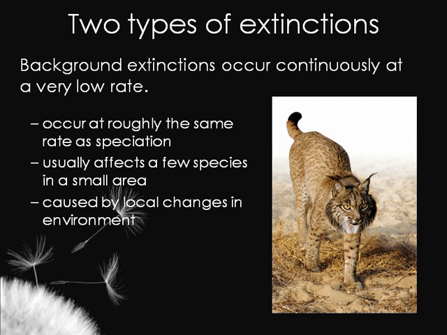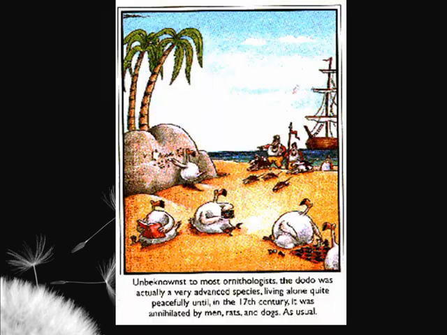Kind of the key points that you can put in background extinctions are continuously, few species, local changes. So whenever you hear about a species going extinct or is close to extinction, that's this type of extinction. The other type, oh, like the dodo birds here.